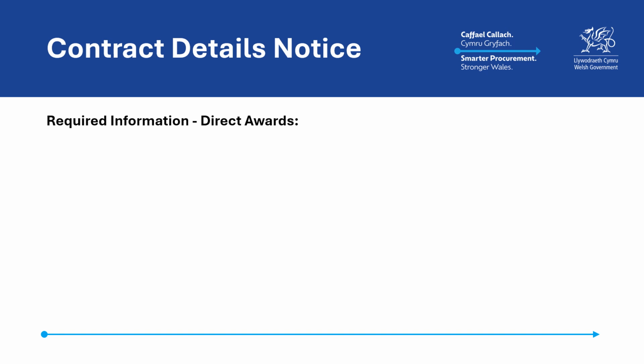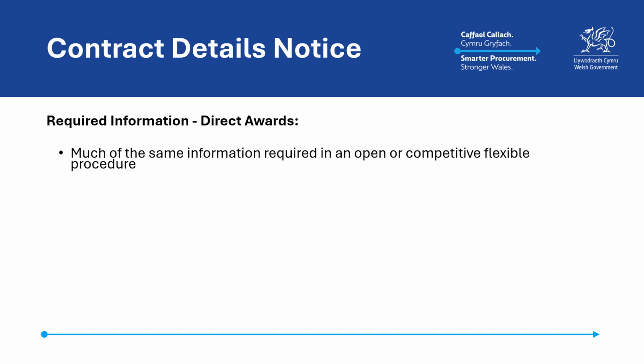The following information must be included in a contract details notice published where the public contract was a direct award contract. As with the slides on open or competitive flexible procedures, much of the same information is required, with the exception of some information which wouldn't apply in the case of direct awards, such as information relating to a dynamic market and whether the contract was awarded following an open procedure or a competitive flexible procedure.